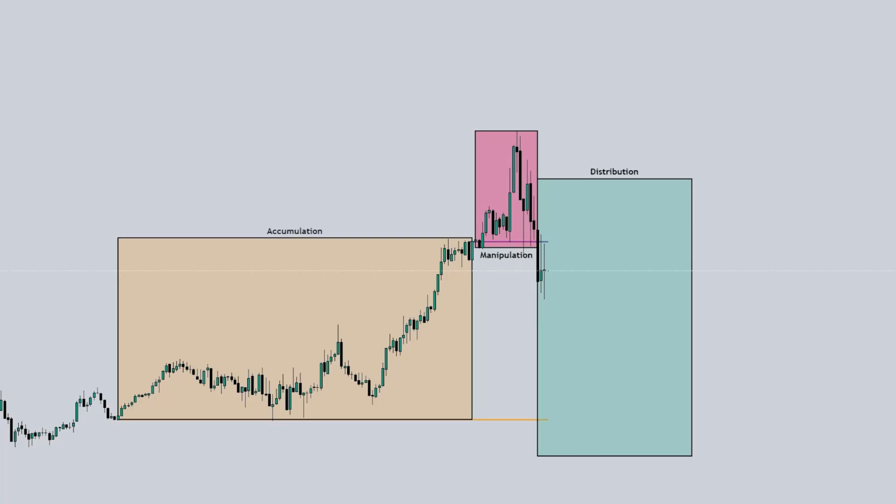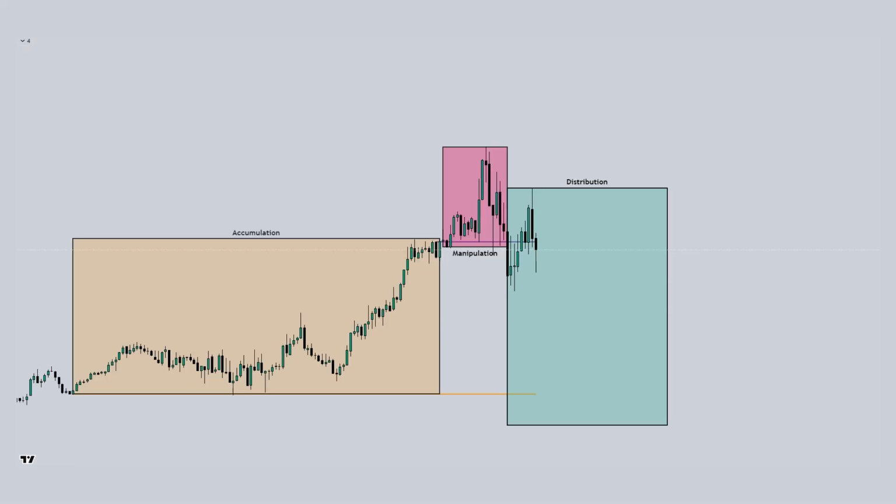You've probably seen hundreds of videos about the power of three. It's the same thing everywhere: accumulation, manipulation, distribution. But if you've tried to trade by the book, you know that most often you get RR 1 to 2, and half of your trades turn into nervous waiting. Will the price reach the take profit or reverse halfway there?